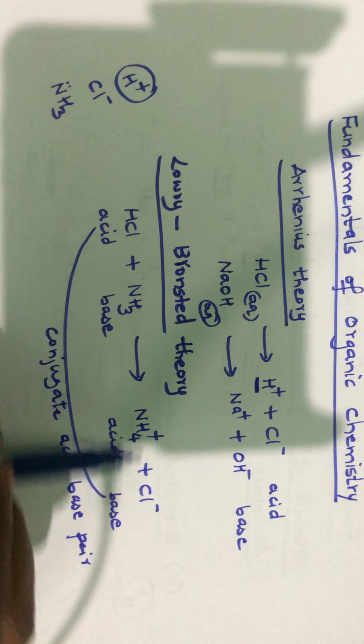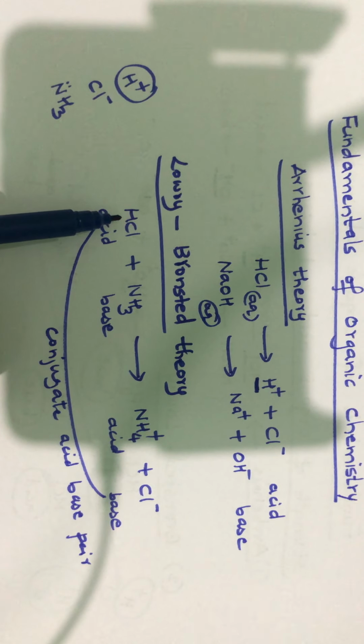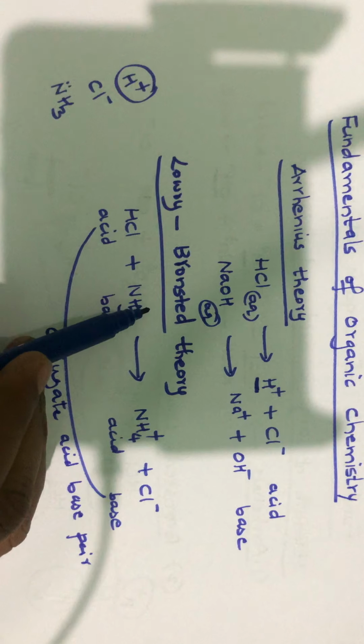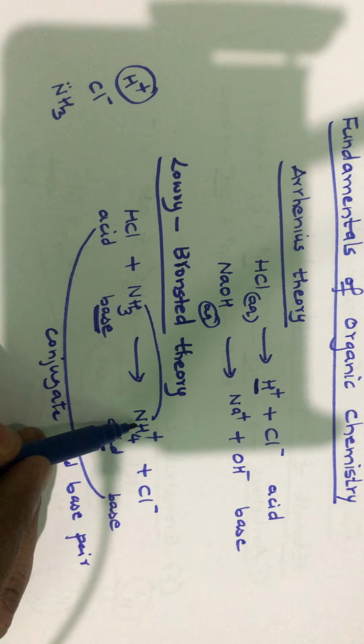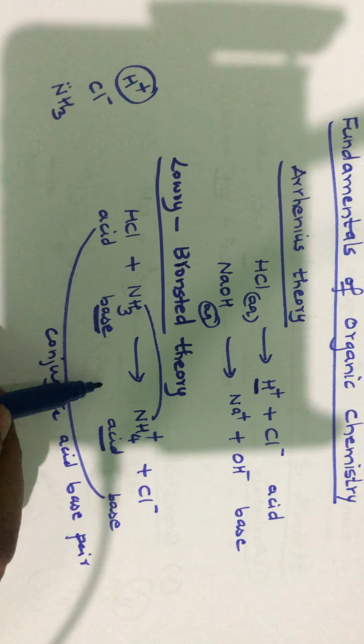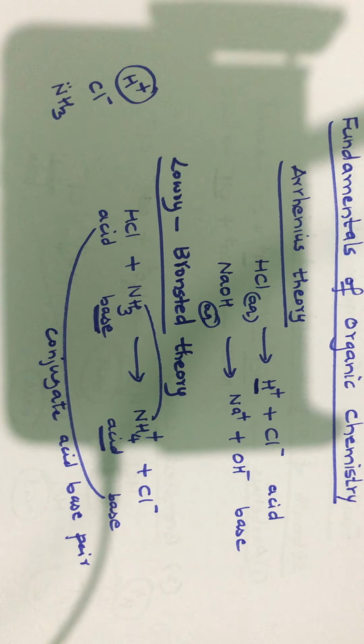So a conjugate acid always contains one H plus more. Similarly, ammonia and NH4 plus, one is a base, the other one is an acid. The difference is only one H plus. So this is also a conjugate acid-base pair. So what is a conjugate acid-base pair? A pair of acid and base that differ by a proton are called a conjugate acid-base pair.